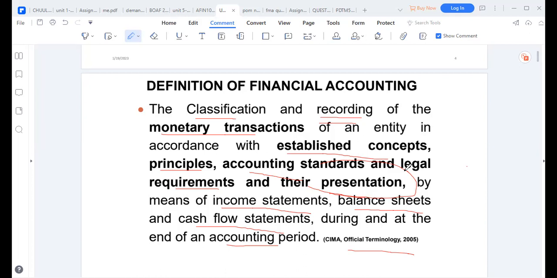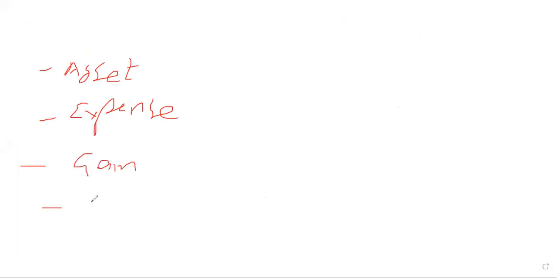Now, to delve into this definition, it has a lot of components that summarize your whole syllabus. The classification here in financial accounting will help us know the key classifications of accounts, like what is an asset, what is a liability, what is an expense, what is a gain. These are classifications. So accounting will help us understand these important terms.